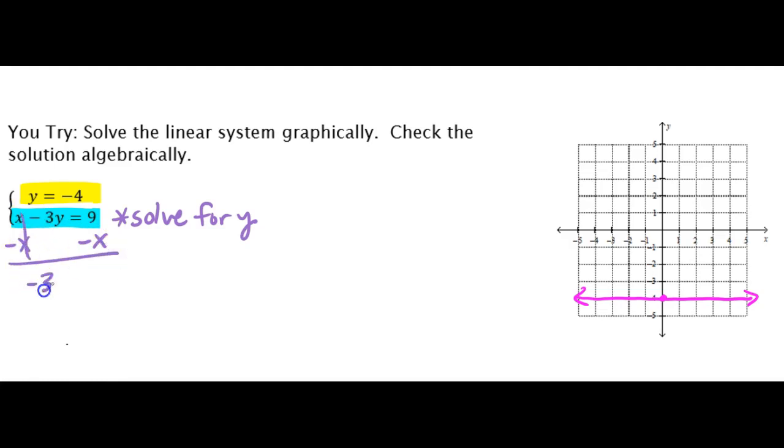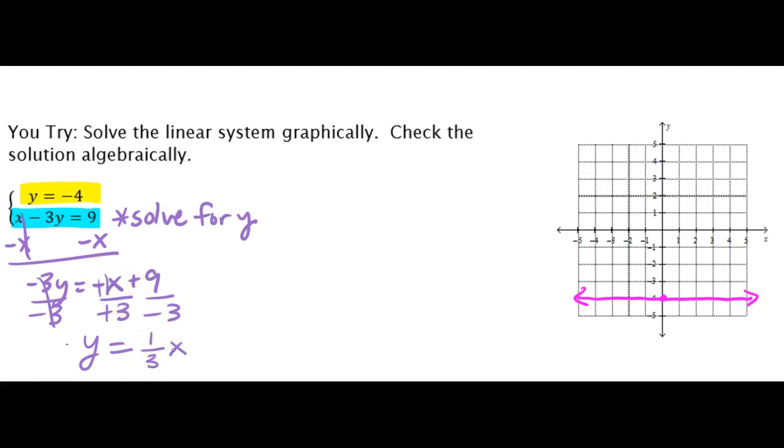It's going to look a little bit funny, but I'm going to put -x plus 9 instead of 9 minus x. And then I'm going to divide everything by -3. So I would end up with y equals, these two negatives here are going to turn each other positive. And even though it looks like x over 3, there's like an invisible 1 here. So I'm going to write 1/3 x.